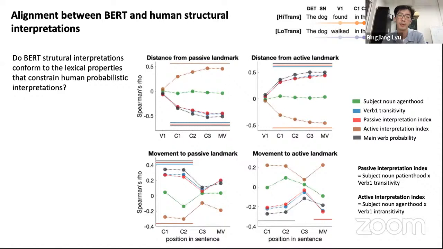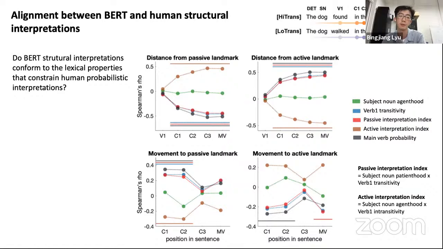We also quantified the interpretive coherence between subject noun and the first verb by the passive and active interpretation index. So the idea is like this: both high subject noun agenthood and high first verb intransitivity tend to give an active interpretation when the prepositional phrase is heard. For example, the dog walked in the park. On the other hand, both high subject noun patienthood and high first verb transitivity tend to give a passive interpretation. So we found BERT structural measures correlate well with this passive and active interpretation index, capturing the interpretive coherence between these two types of lexical constraints.